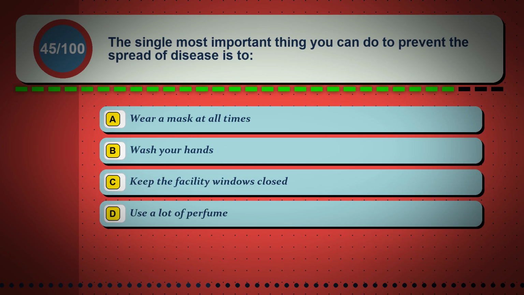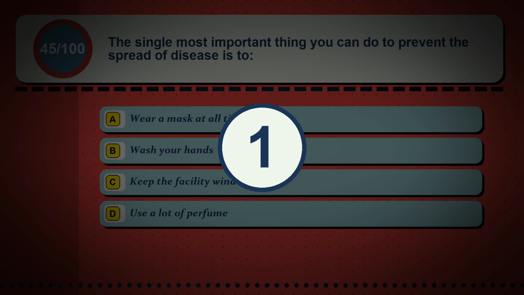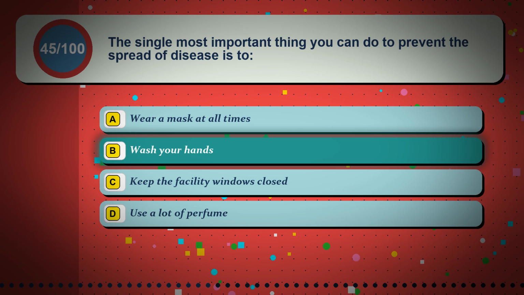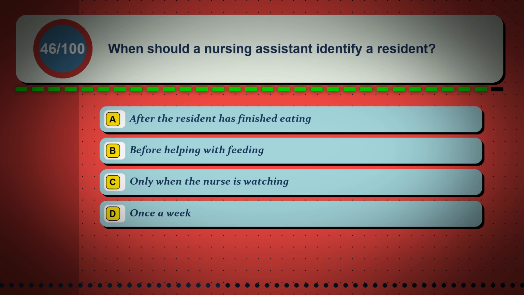Question 45. The single most important thing you can do to prevent the spread of disease is to: Option A. Wear a mask at all times. Option B. Wash your hands. Option C. Keep the facility windows closed. Option D. Use a lot of perfume. The correct answer is option B. Wash your hands. Hand washing is the most effective way to remove pathogens and prevent the cross-contamination of germs between residents and staff.